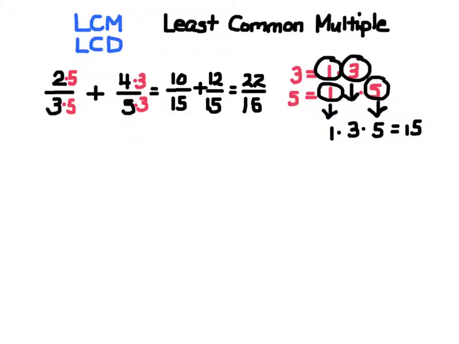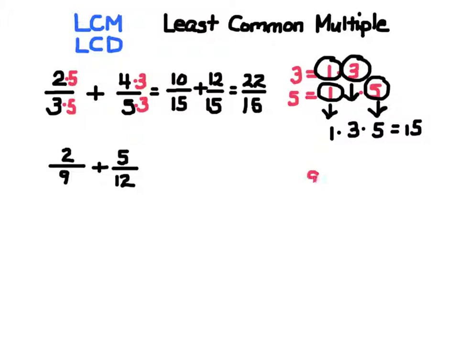Now let's try another. What if we want to find the least common multiple, and what we have, say, is 2 over 9, and we're going to add this to 5 over 12. Now we can't add these fractions together because they don't have a common denominator. So we're going to need to find the least common multiple, or least common denominator, between 9 and 12. So let's take a look.